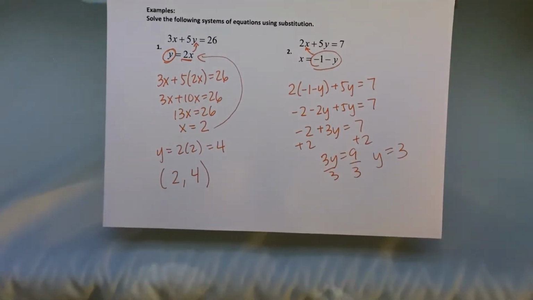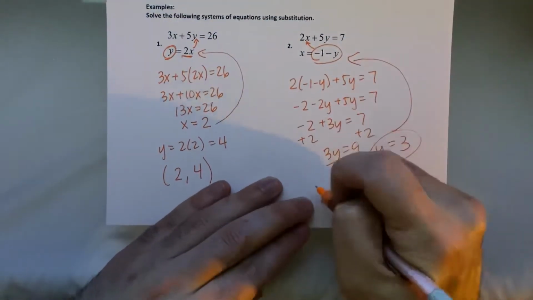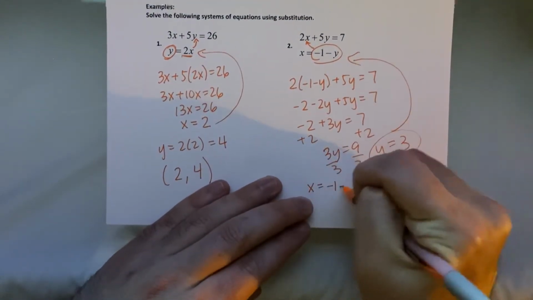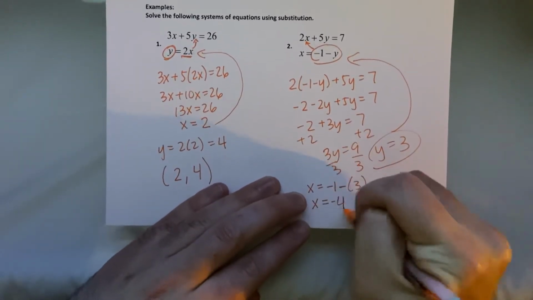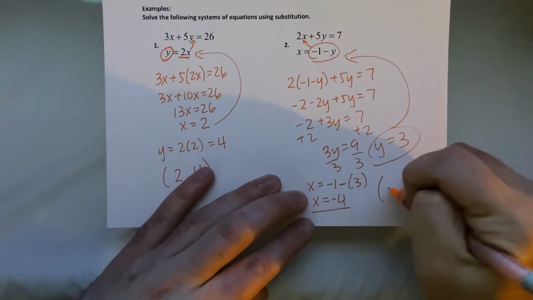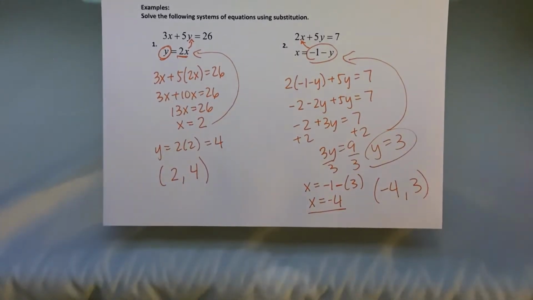That was a little fast. So y equals 3, but again, I take that 3, plug it back into the equation. x equals negative 1 minus that 3, which is negative 4. So that means we have the point negative 4 for x, 3 for y. Remember that x always goes first.